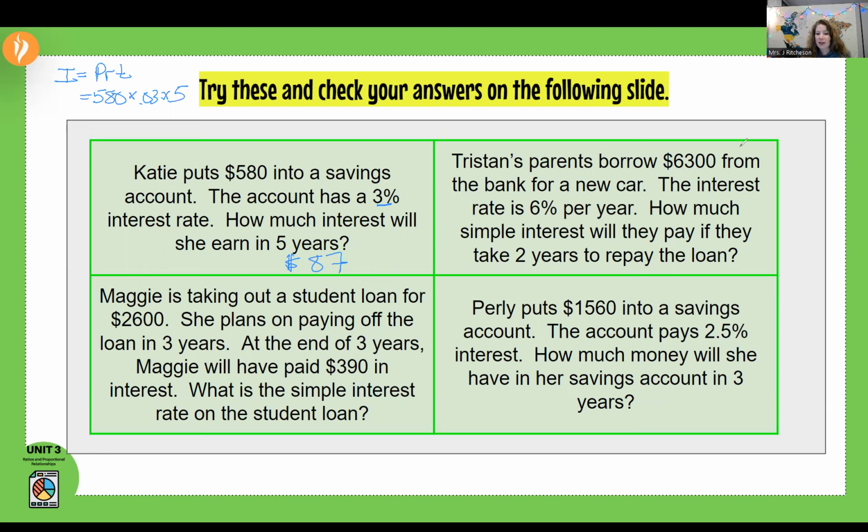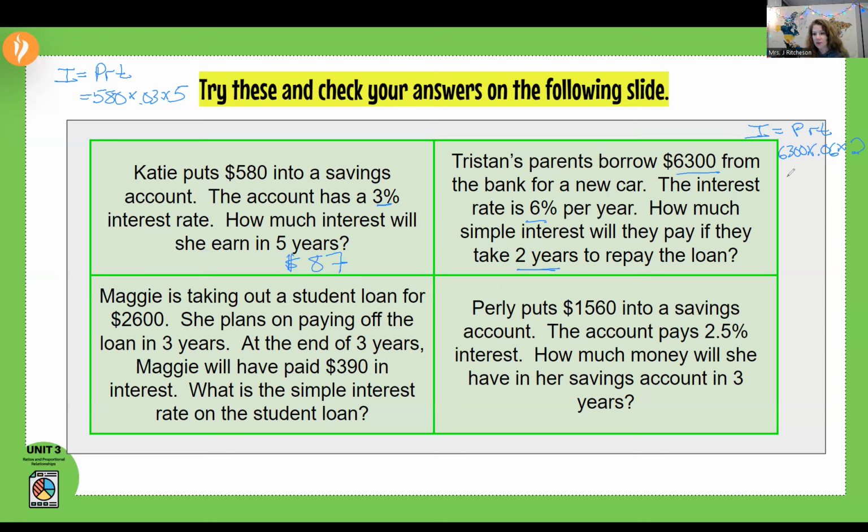All right. Tristan's parents borrowed $6,300 from the bank for a new car. You can't get a new car for $6,300 anymore. I promise you that. The interest rate is 6% per year. How much simple interest will they pay if they take 2 years to repay the loan? Okay. So we're going to start with our formula. Our principal is 6,300. Our rate is 0.06. And we're going to pay back in 2 years, one lump sum at the end of 2 years. So we're going to do 6,300 times 0.06 times 2.